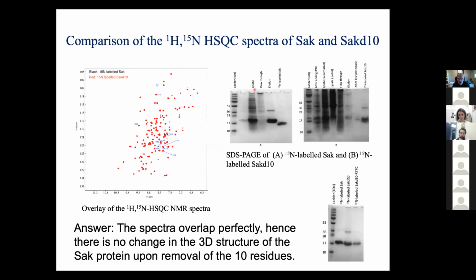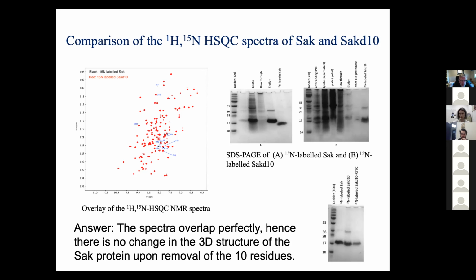So here you see our purification. We overexpress. We use a His tag to fish it out. You see the protein is almost completely pure. And this is the SAC D10. It's almost completely pure after you do this. And the important part is in this particular spectrum, because if you look at it, there are two spectra here, a black one and a red one.